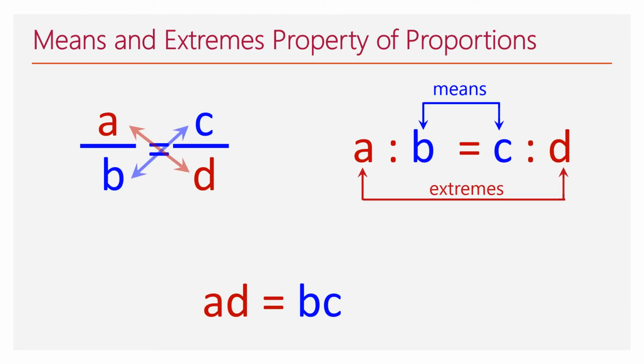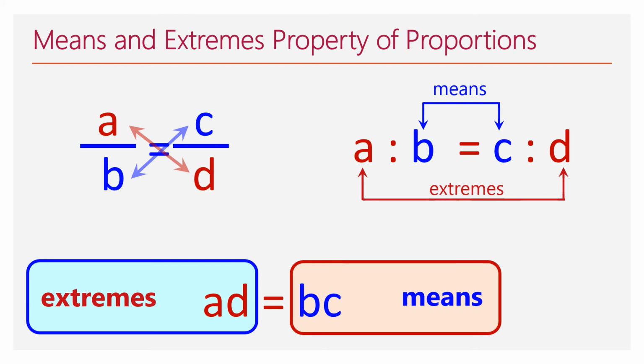The first and last terms of a proportion are called extremes. The middle terms are called the means. In a true proportion, the product of the means is always equal to the product of the extremes. This is called the means and extremes property of proportions.